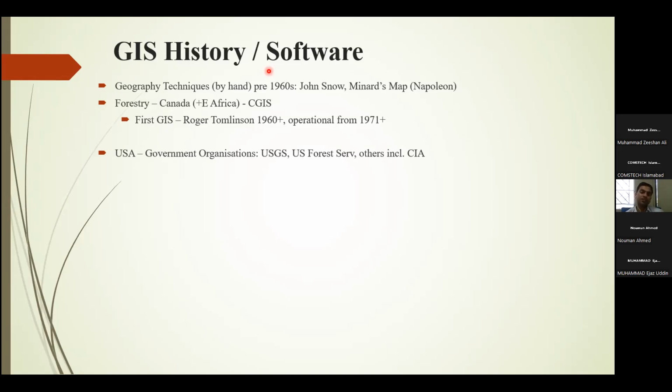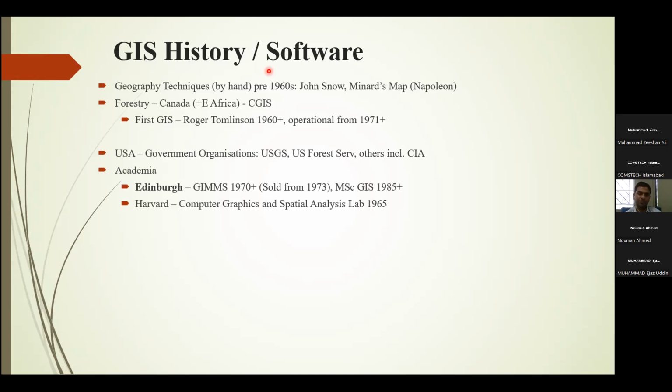A USA government organization, USGS, and the US Forest Survey, and others, including the CIA, were the first in the 1970s to use GIS for their different applications. Within academia, Edinburgh developed some software and stored it in 1973, and Harvard developed computer graphics and also the Spatial Analysis Lab in 1965. So that was the important turnover, in how cartography was digitalized toward GIS.